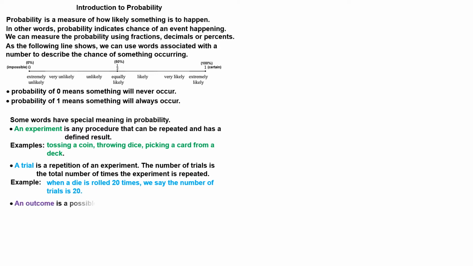An outcome is a possible result from running the experiment once. Example: when we roll a die, the number 5 is a possible outcome.